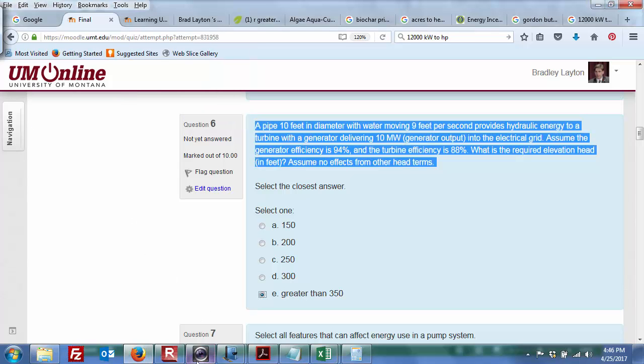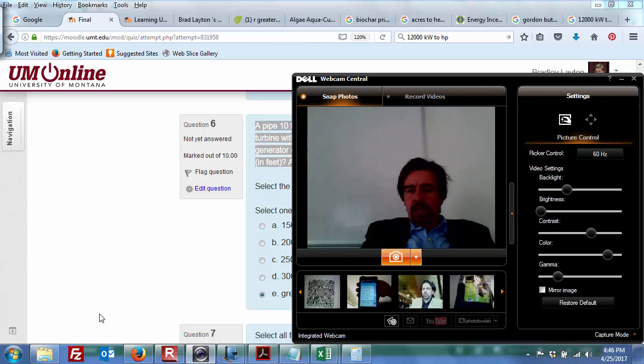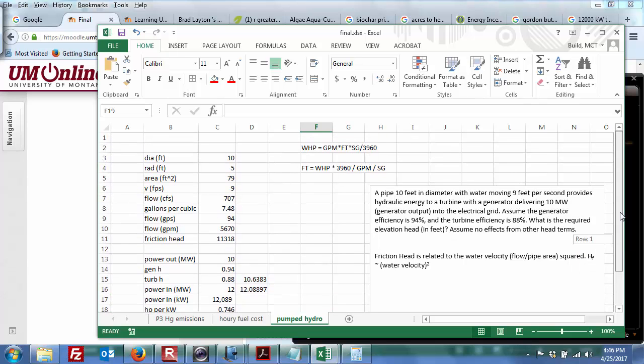All right, so here's where we are, and unfortunately, I don't think we made a whole heck of a lot of progress on this guy. I think there's an error somewhere, but let's just see where we are. So we did the pumped hydro, and what we started with, we got the pipe 10 feet in diameter, 9 feet per second, maybe somebody can spot the error, delivering 10 megawatts of output to the grid.